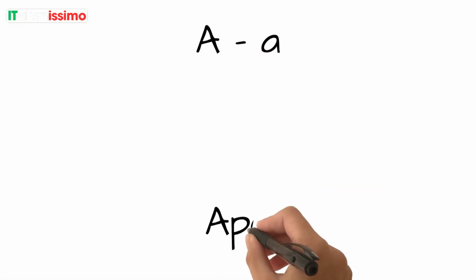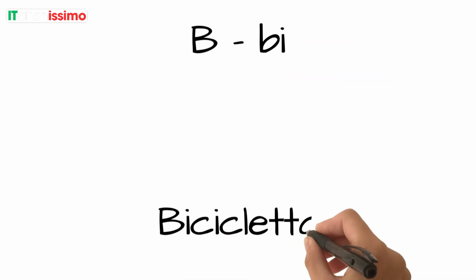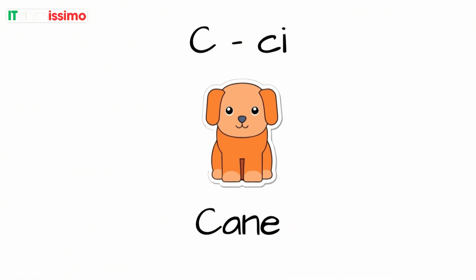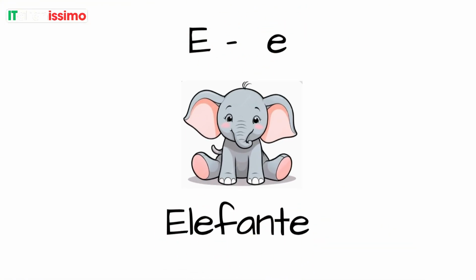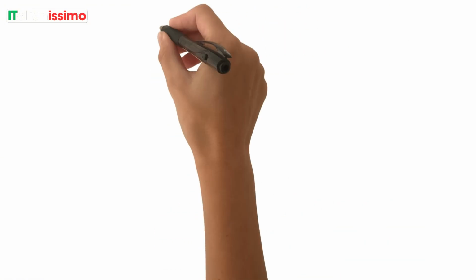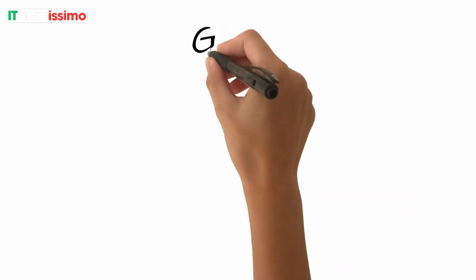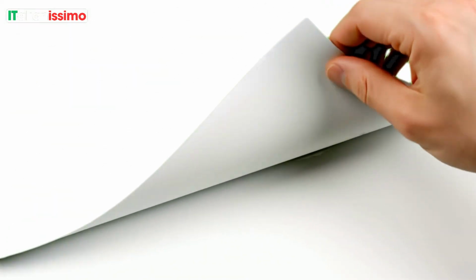We got A for ape, that A. B, bicicletta. C for cane, which is dog. D is for divano, or sofa. E, elefante. F for farfalla, a butterfly. And G for giraffa. See? Pretty straightforward so far. Now next up is H, and this one is really interesting.